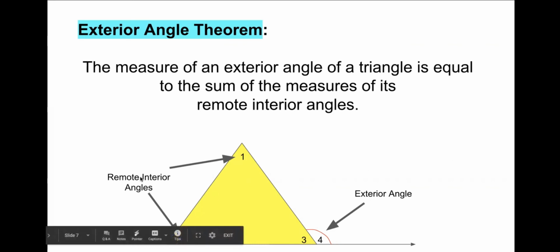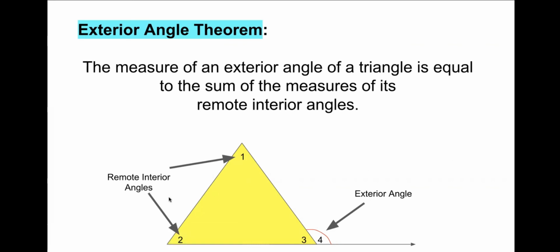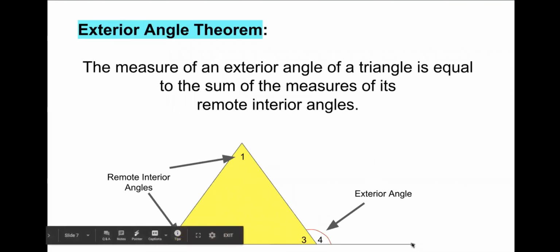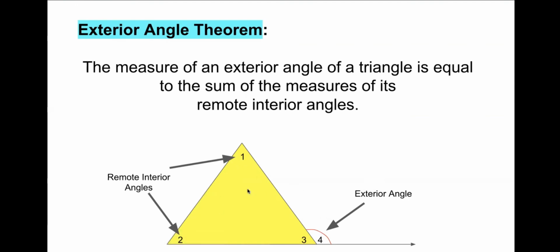That's why it's important to be able to identify the remote interior angles first. Then we can go ahead and see what that exterior angle measurement is. Or vice versa. What if we're given the exterior angle measure and we're trying to find either of the remote interior angles? It's going to help us apply it and find out what their values are.